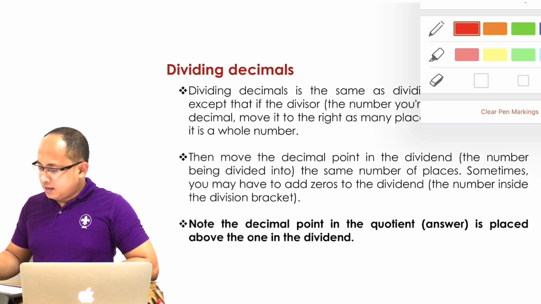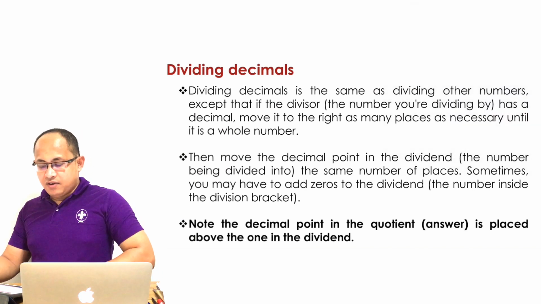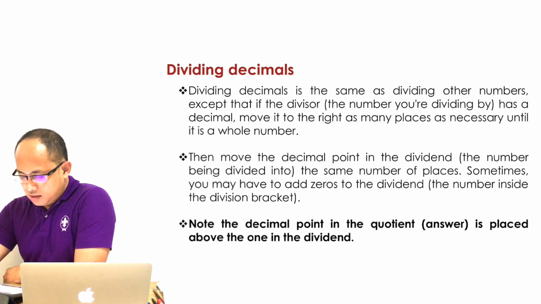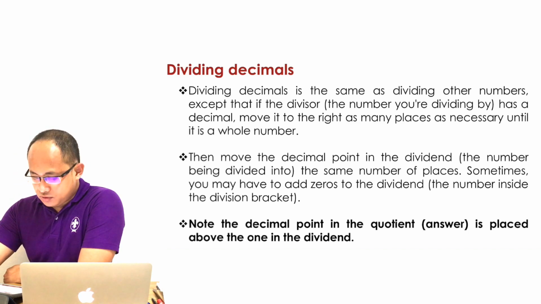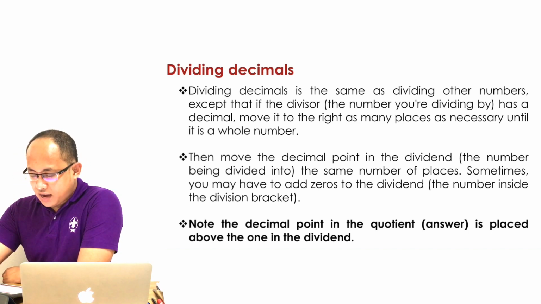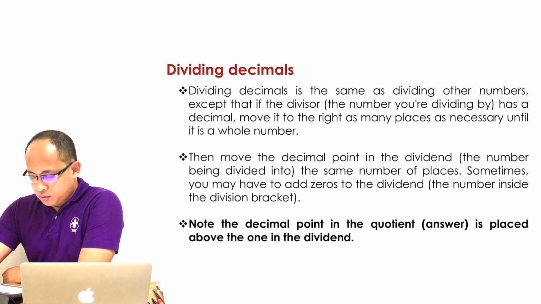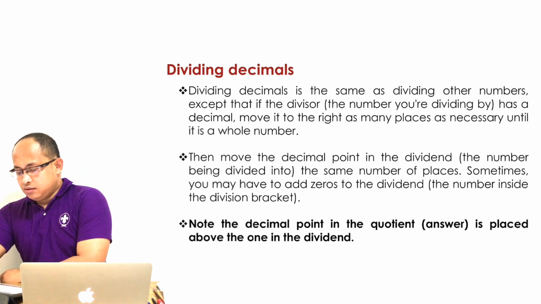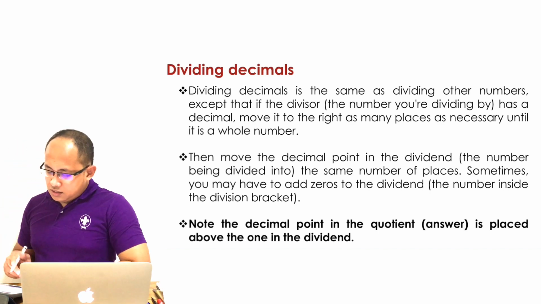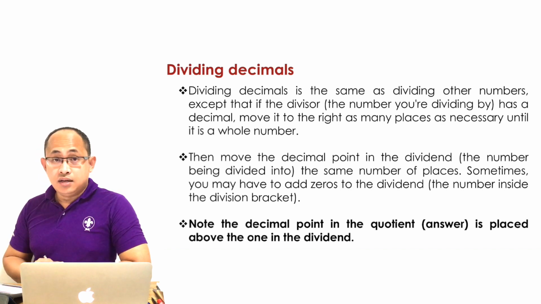Next, how do we divide decimals? Dividing decimals is the same as dividing other numbers, except that if the divisor, or the number doing the dividing, has a decimal point, move it to the right as many places as necessary until it is a whole number. Then move the decimal point in the dividend. Note that the decimal point in the quotient is placed above the one in the dividend.